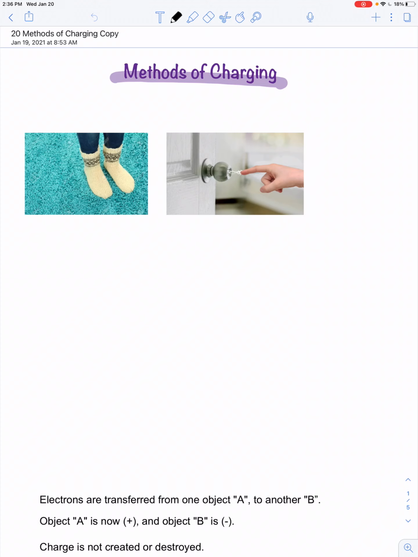Whether the charge on an object is expressed in millicoulombs, microcoulombs, or nanocoulombs, or even picocoulombs, regardless, somehow that object must have had those charges transferred from one place to another. So we say there are a couple different methods of charging.